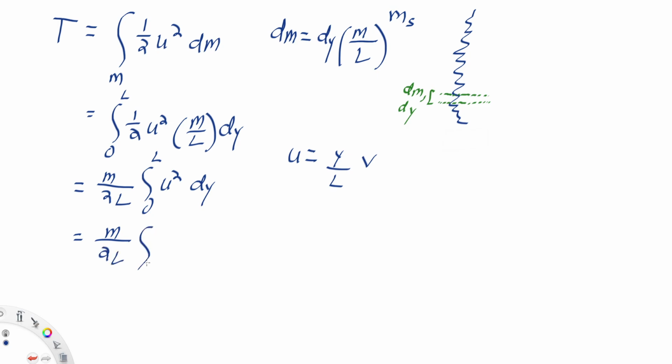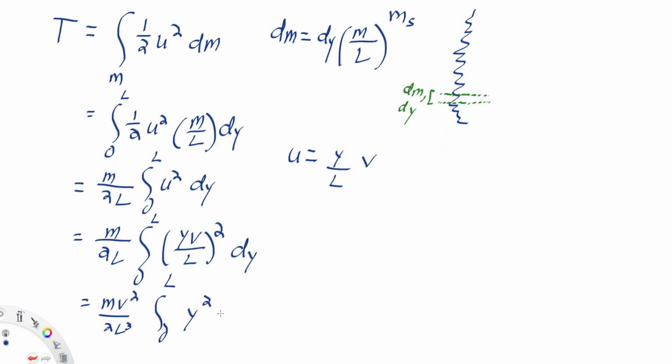That allows us to change u. We're going to have yv over L squared dy. We need to factor out some more constants here. Again, L is a constant, and the v is also a constant. v is just the velocity of the tip of the spring, or the mass on the end of the spring if we had one. So we have m v squared over 2L cubed out front, and then we still need to integrate over the length of the spring.